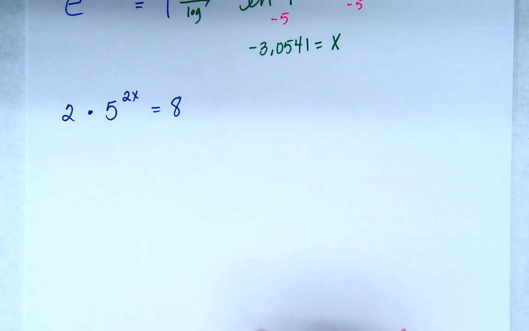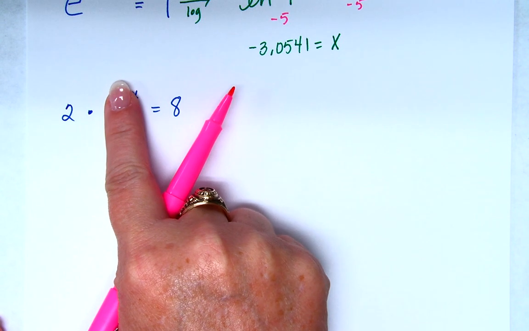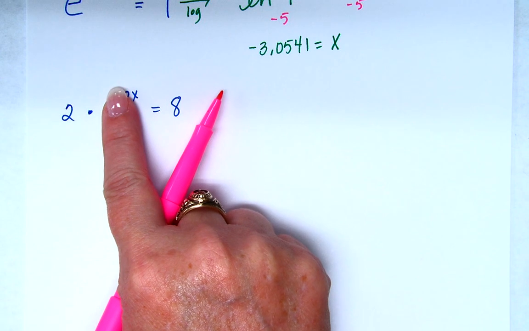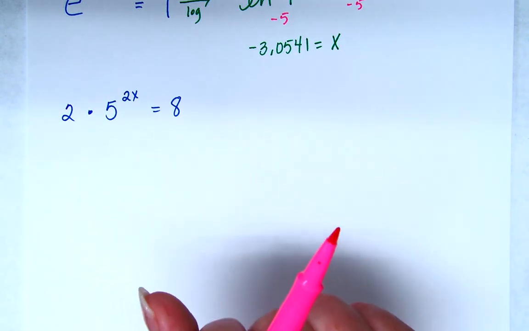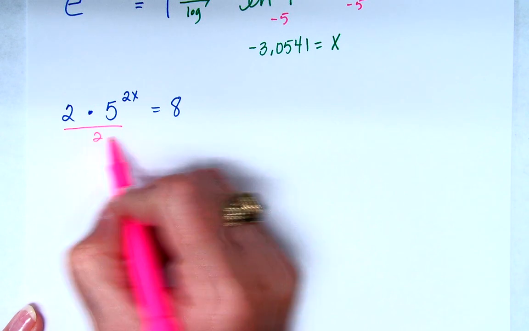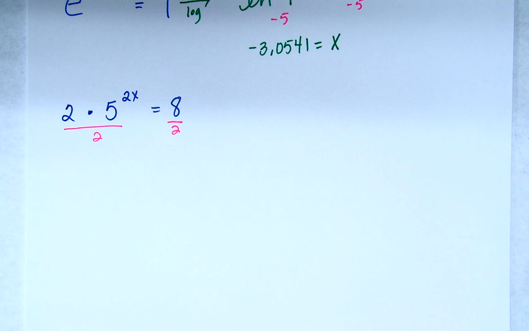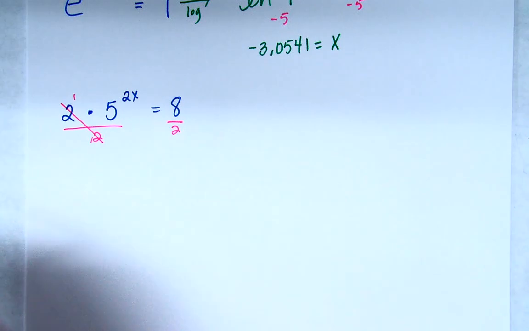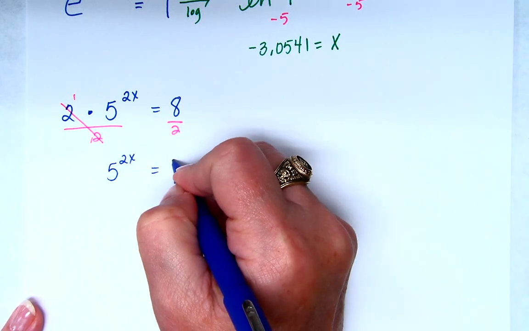Because there's an exponent on 5, I can't mess with this at all until I can get the variable out of the exponent. But I do that by taking logarithms. So what do I do with this 2? I divide both sides by 2. When I divide both sides by 2, what happens to these 2's? They simplify to 1, right? And I just have 5 to the 2x power equals 4.